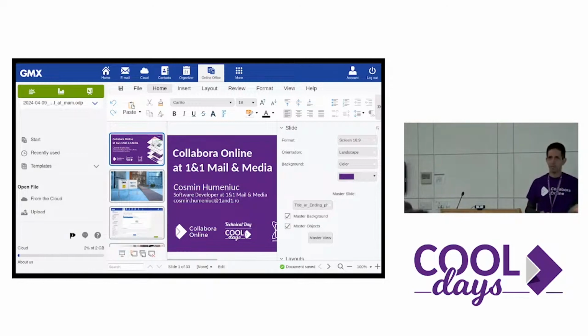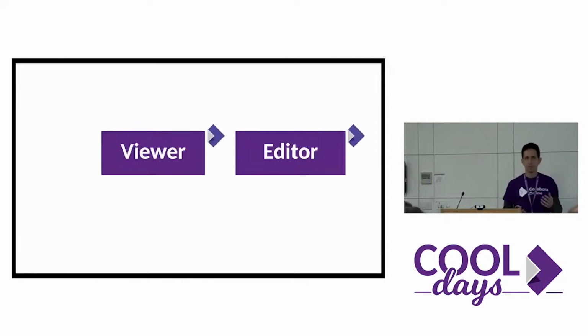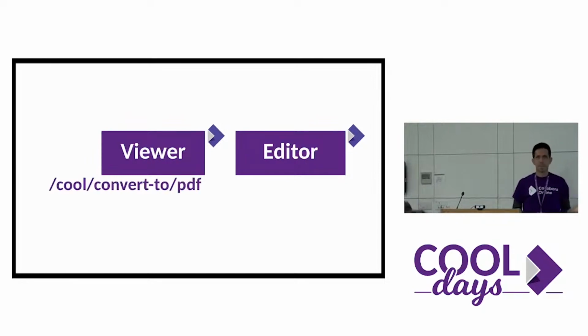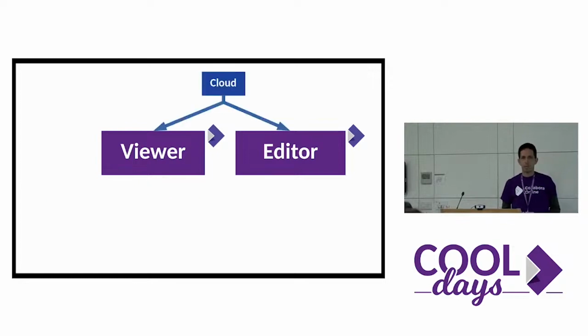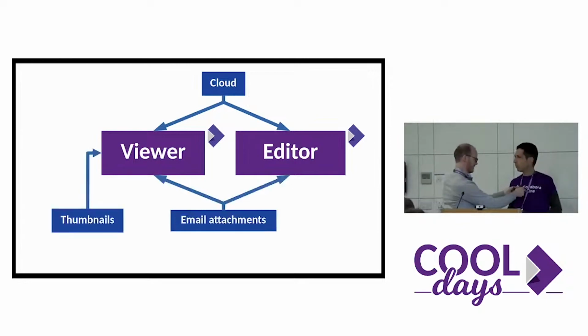We have two components of Collabora Online, two ways of interacting with it: a viewer and an editor. For the viewer, we call the Convert-To REST API, and you get a nice PDF preview inside the browser with your document's content. Whether you're managing your files in the cloud or reading your email with documents attached, you can choose to preview or to edit those documents.